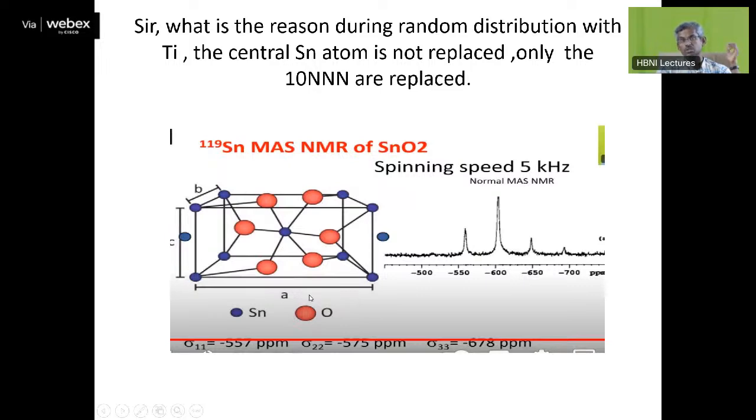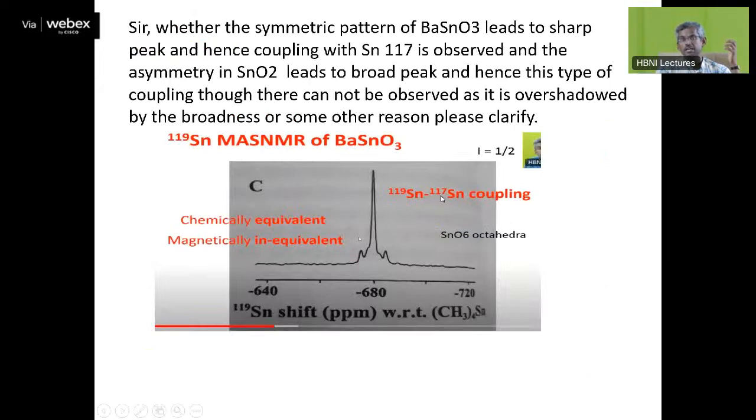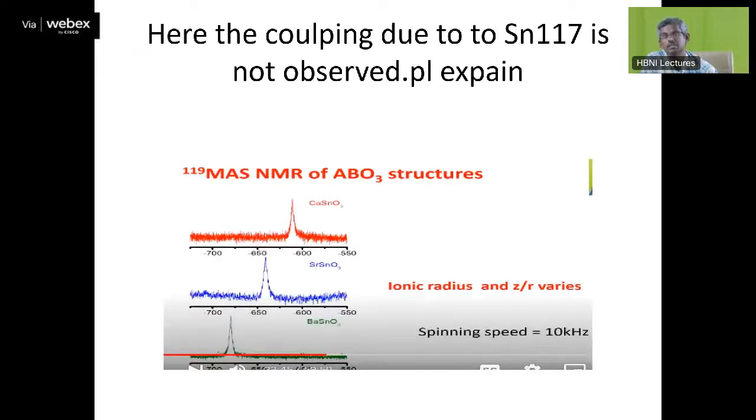A is equal to B, but not equal to C. No, sorry, B is equal to C, but not A. A is not equal to B or C. So this problem is there in SnO2. So the SnO2 environment is more asymmetric. Once it is more asymmetric, more broadening will be there, and you are not able to see the coupling between 119 and 117 in the case of pure SnO2. But if you go to barium stannate, it's a cubic system, a highly symmetric system, and you are getting a good peak. In fact, in SnO2, the Sn environment is tetragonally distorted. So that is why we don't see that. So the answer is a combined effect: crystallinity also matters and local symmetry also matters here.